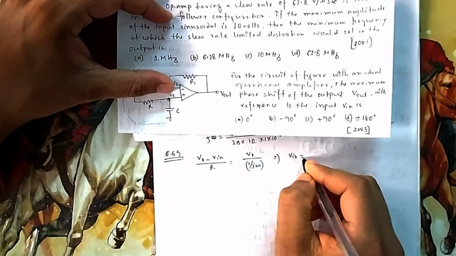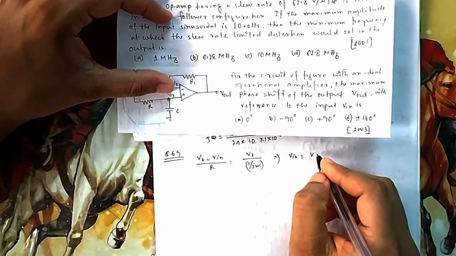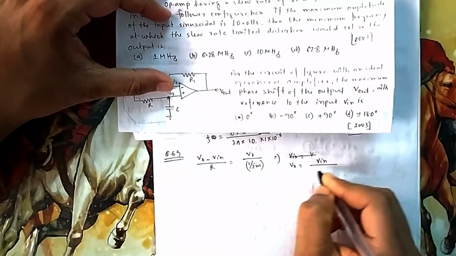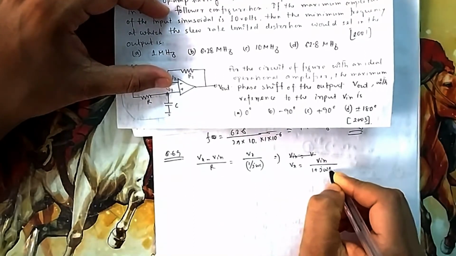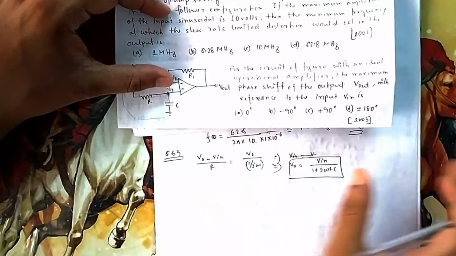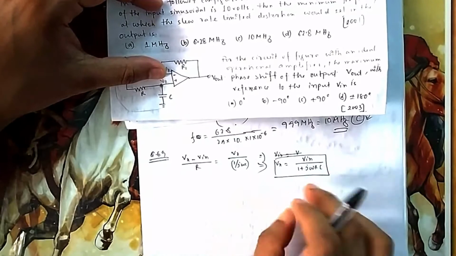Your Vx will be equal to, I am directly writing Vx because my Vx is required, V in by 1 plus j omega RC. You can easily simplify it. Do some simplification, here and there, and take LCM, and it will come.